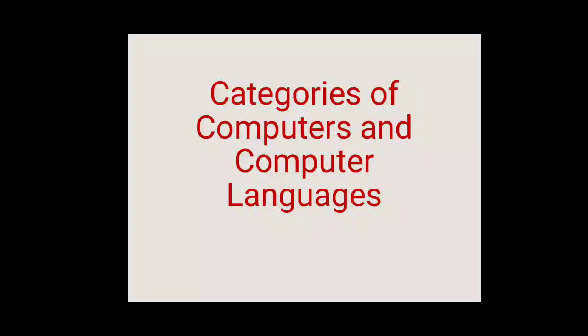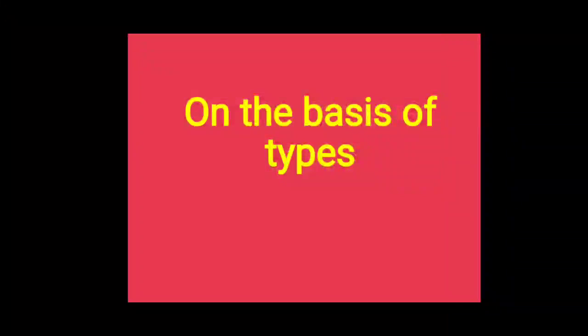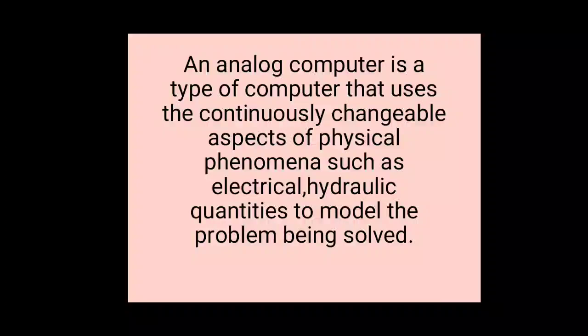Now in today's session we are going to see computers on the basis of types. Here we have three types of computers. The first one is analog computers, then digital computers, and hybrid computers. Okay, first we will see what analog computers are.